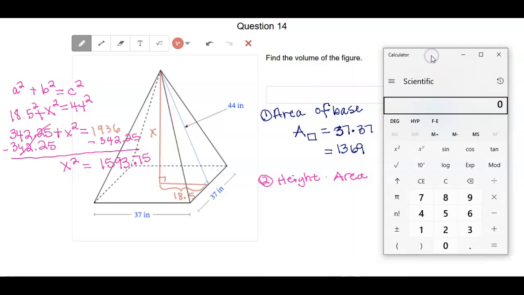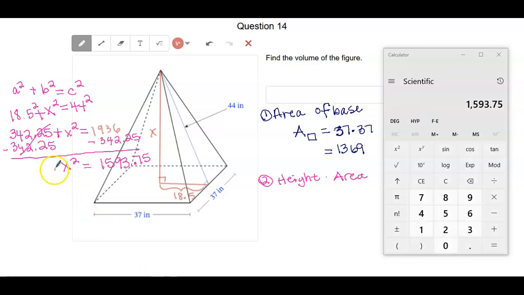So 1936 minus 342.25, 1593.75. And then the last step of the Pythagorean theorem every single time, no matter what, is to take the square root on both sides because we need our exponent to cancel out with the radical. So we get x is equal to 39.9. We did this step because that's telling us that the height of the pyramid, which is what we need right here, is 39.9.